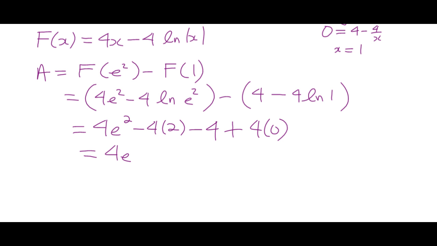Okay, so what do we got? 4e squared minus 8 minus 4. 4e squared minus 12, right? Which is just a number, right? Because e is just a number. It's not any number. It's Euler's number. Or Euler. I don't know.